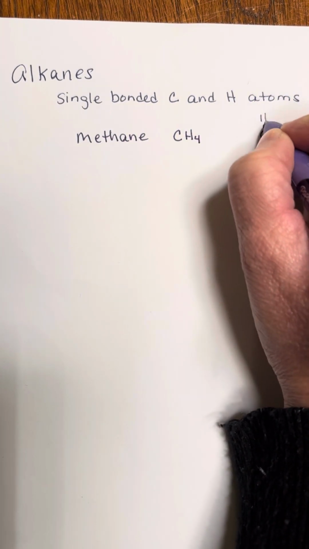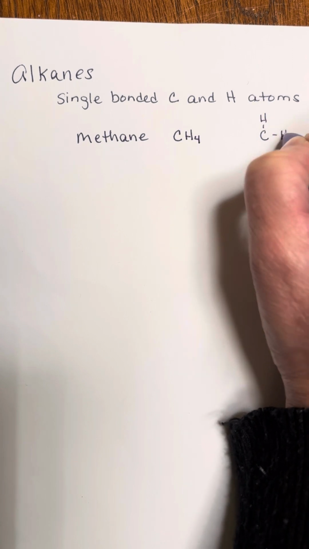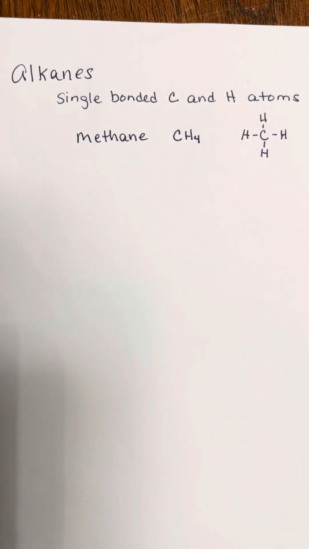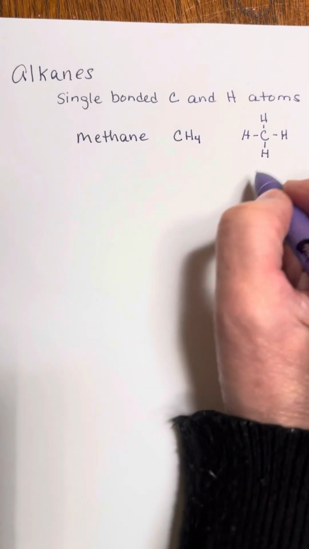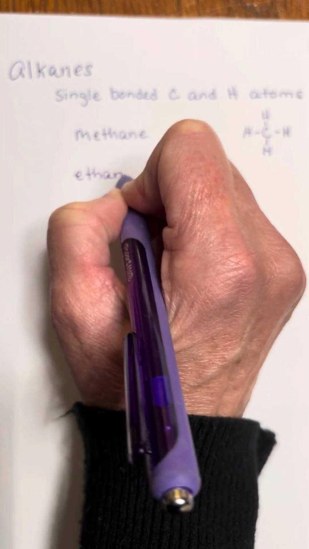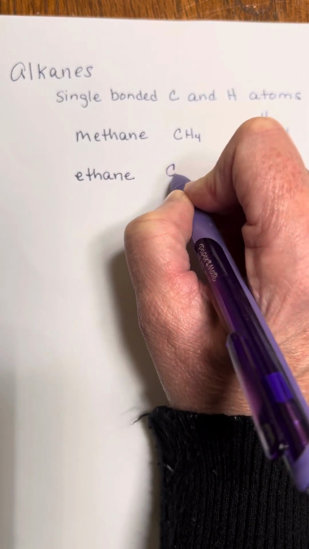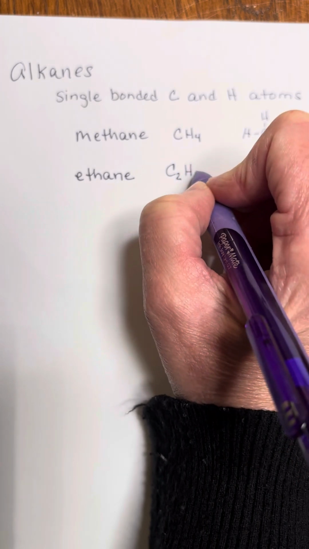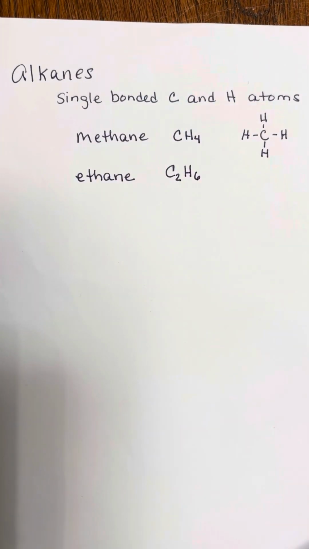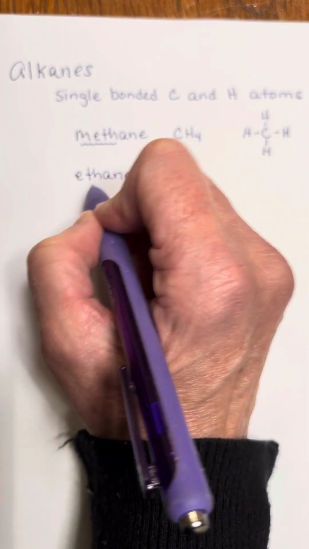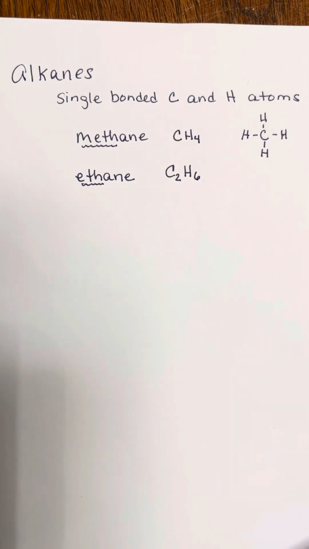You do not need to draw Lewis structures, but if you were drawing Lewis structures, CH4 would look like this, and it would be tetrahedral. The second alkane is ethane. Ethane has 2 carbons, and we simply add 2 more hydrogens. So C2H6. Meth means 1, eth means 2.